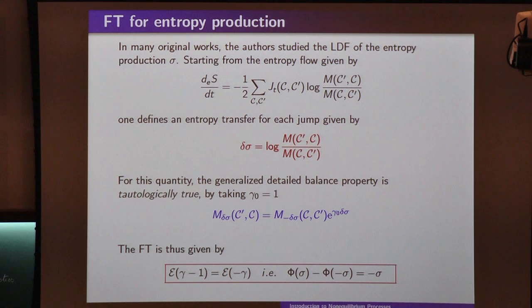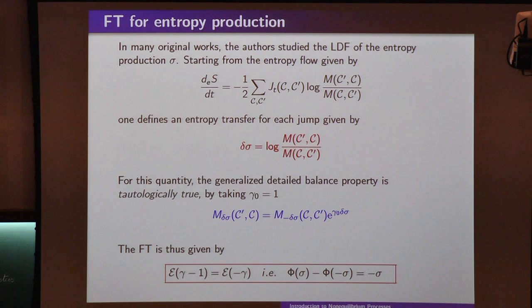Okay? And now the nice thing is that if you look at this quantity, delta sigma, then the generalized detailed balance is trivially satisfied with gamma 0 equal to 1. It's a kind of stupid identity, 1 equal to 1. So you can apply the whole procedure to the entropy generated through a path. And indeed, the large deviation function of the entropy generated by the process satisfies the Gallavotti-Cohen relation with gamma 0 equal to 1. So it's kind of an automatic thing, but it's nice.